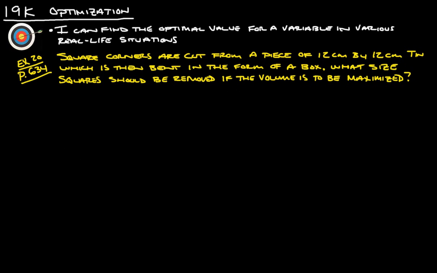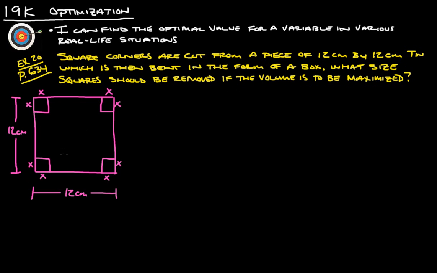So first off, let's draw ourselves a pretty picture here. So here is a square piece of tin, 12 centimeters by 12 centimeters, and what you're going to do is cut little squares out of square corners out of each one of those. We're trying to maximize the volume.